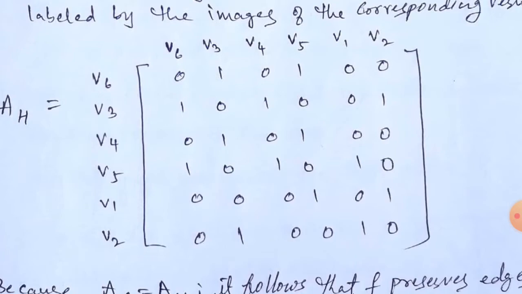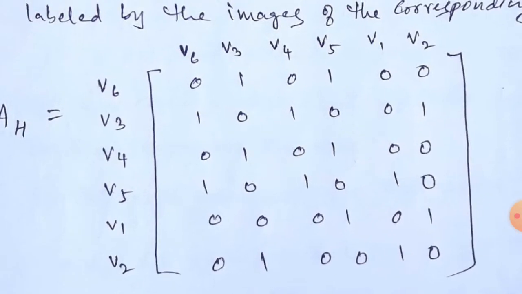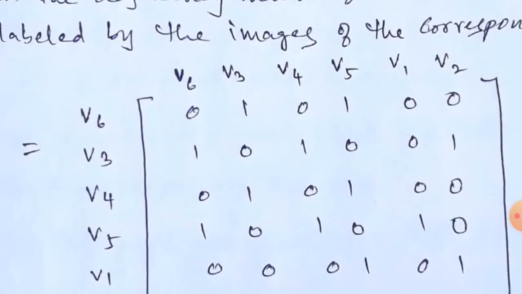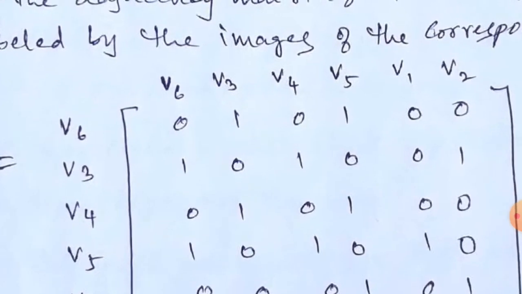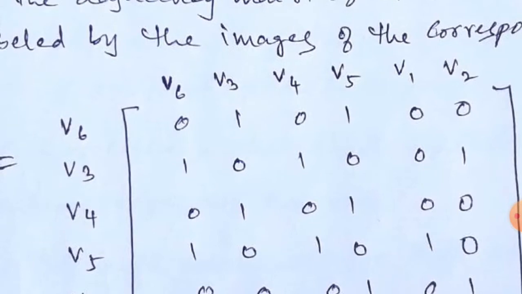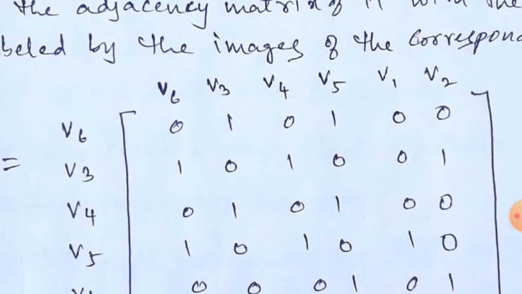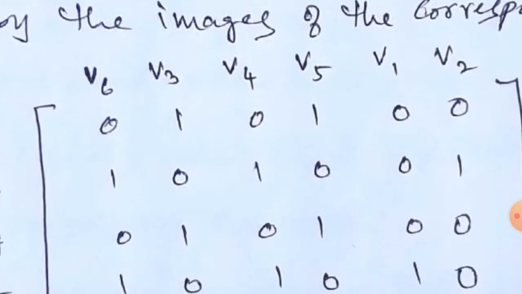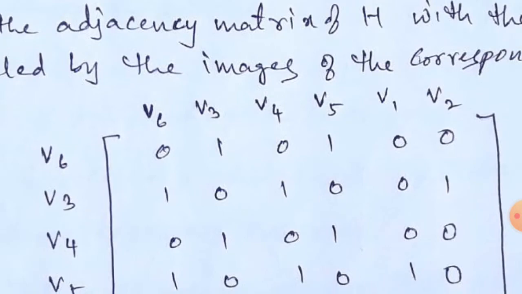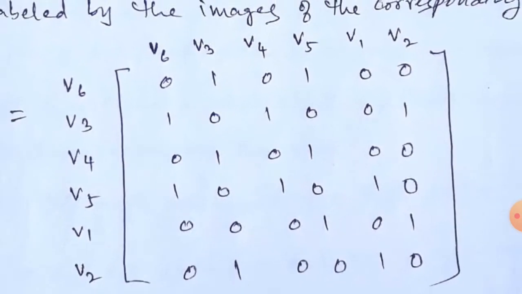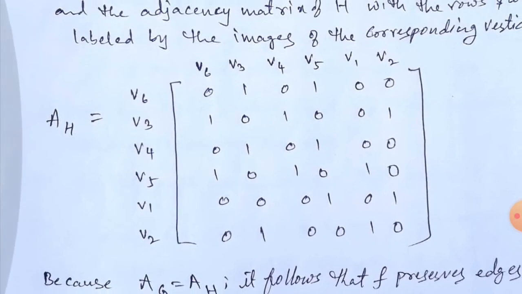Now V6 V6, is there any edge? If there is an edge, put 1, otherwise 0. So there is no loop, that's why V6 to V6 we are taking it as 0. Now V6 V3, between V6 V3 there is an edge, that's why we are taking 1. V6 V4 there is no edge, that's why 0. V6 V5 there is an edge, that's why our entry is 1. V6 V1 there is no edge, V6 V2 there is no edge, that's why their entries are zeros, like that. So remaining row vertices you can compare and we will get the matrix AH.